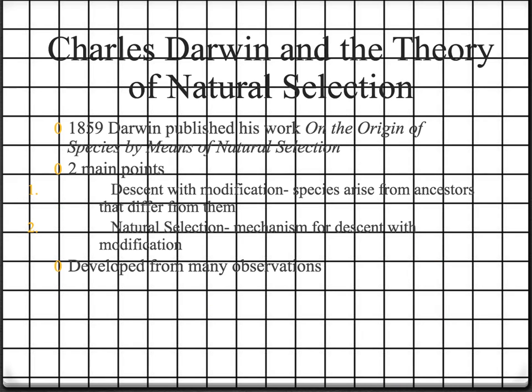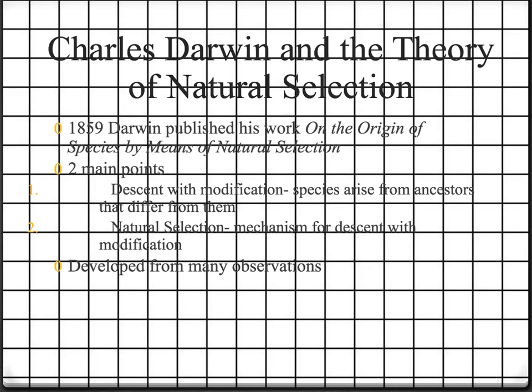So let's talk about Darwin a little bit and his theory. In 1859, the world changed when Darwin published his book on the origin of species by means of natural selection, usually just referred to as Origin of Species. In Darwin's book, he had 2 main points.